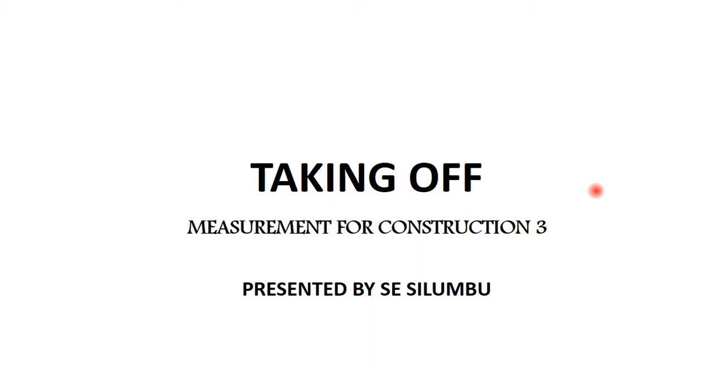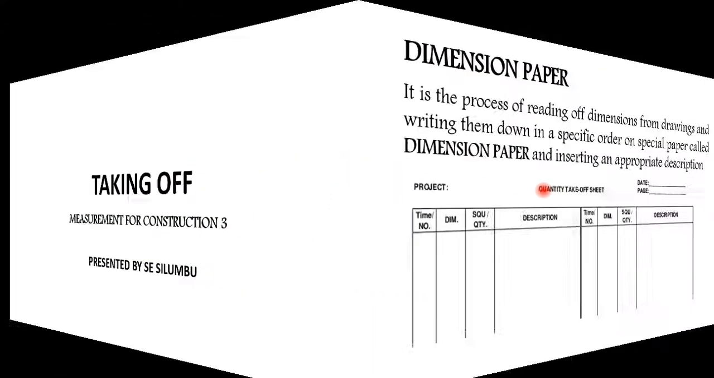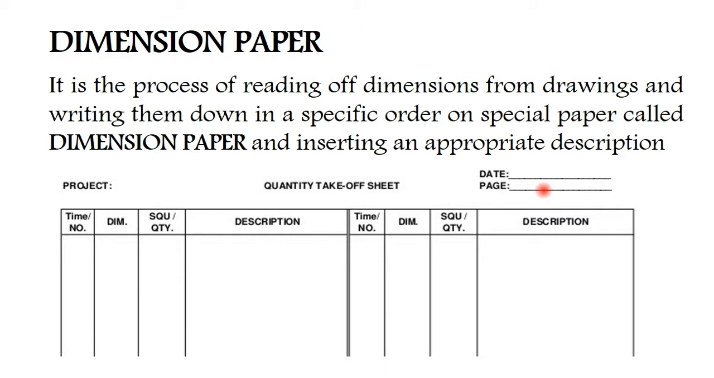So it is important that we should learn this subject so that it will enable us to come up with the quantities that would enable us for tendering. So to do the taking off, you need the dimension paper. Taking off is the process of reading off dimensions from the drawings and writing them down in a specific order on a special paper called the dimension paper, and inserting an appropriate description.